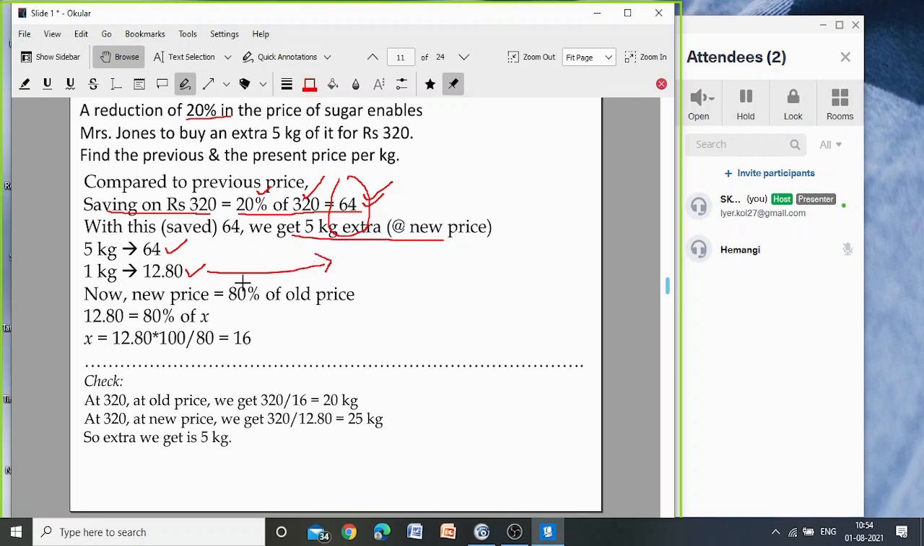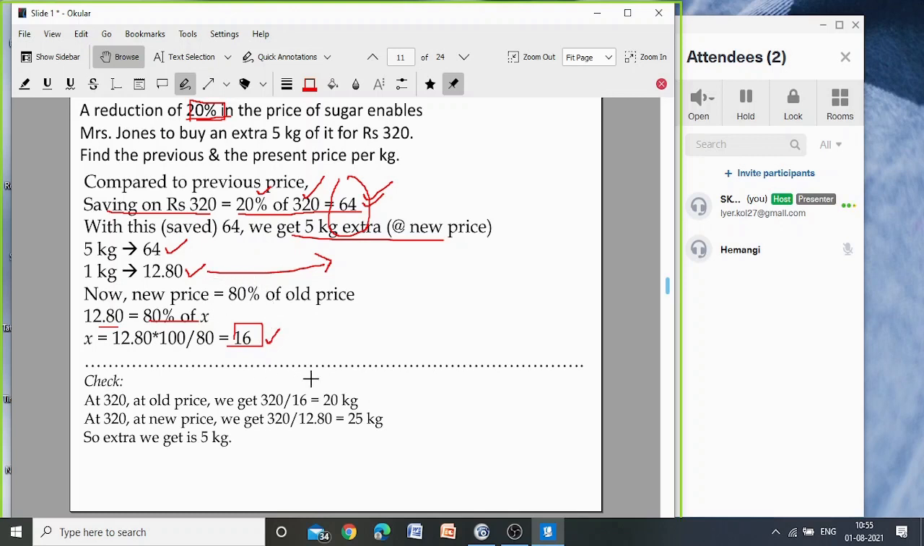So the new price is this, and now we need the old price. How will you calculate? The new price is 80% of the old price because of the 20% reduction. 20% less means 80%. So the new price 12.80 is actually 80% of the old price. So the old price, by the unitary method, is 12.80 into 100 by 80, that is 16 rupees. So this was the old price, and when you reduce it by 20%, there is the new price.